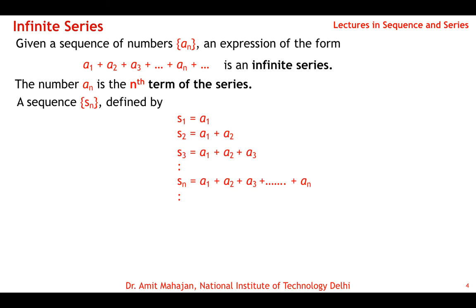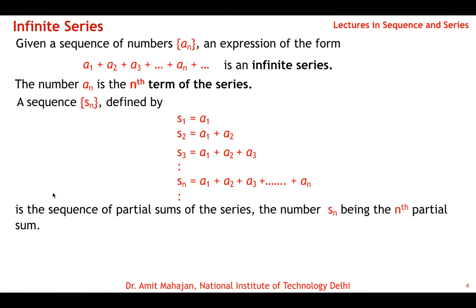For the convergence, we define a sequence Sn, which we call the nth partial sum. S1 is the first partial sum, which is the first term. S2 is the sum of the first two terms, so the second partial sum. S3 is the sum of the first three terms, and so on. Sn is the sum of the n terms, and this can be continued. This is the sequence of partial sums of the series, the number Sn being the nth partial sum, as we said earlier. And we say that this sequence converges, and the sum of the series will be equal to the limit of this sequence.